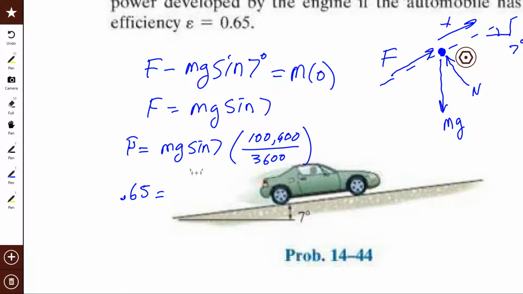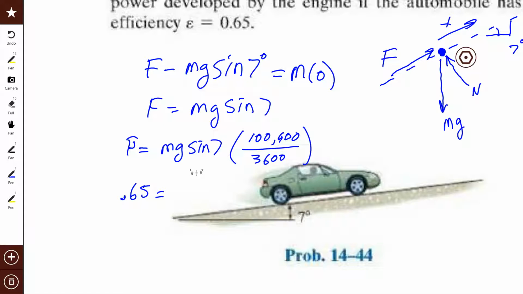Power out divided by power in. The power in is always bigger than the power out. Otherwise, we'd be creating energy and selling that and making lots of money. We wouldn't need engineers. Right? So the power out is always lower than the power in. You put more in because it wastes some.